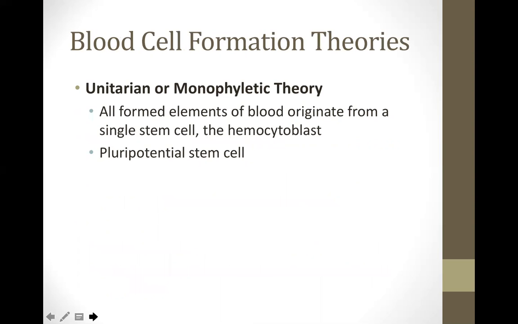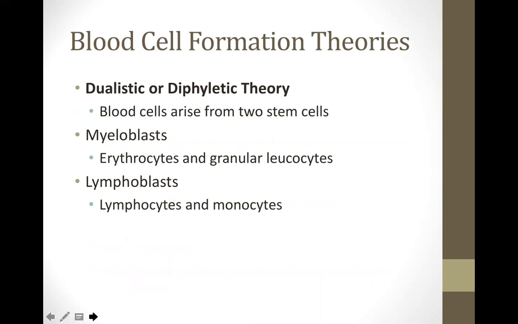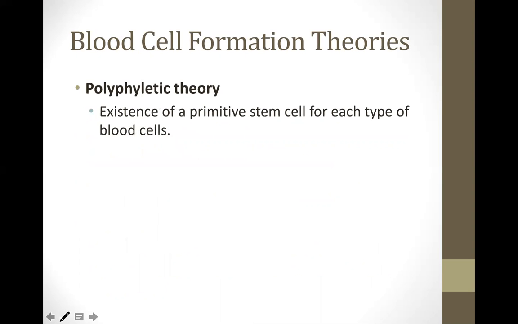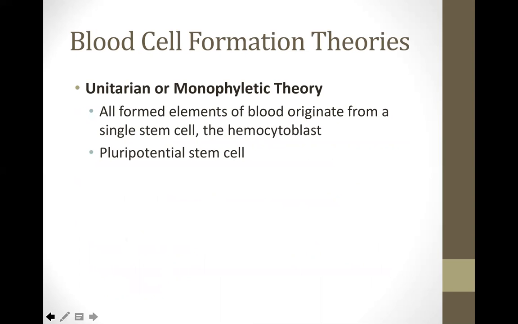Alright, so there are theories. No? The blood cell formation theory, we have three. We have unitarian or monophyletic theory. All formed elements of blood will originate from a single stem cell, which is hemocytoblast, which later will become pluripotential stem cells. So sabi dito sa theory na to, isa lang, si hemocytoblast lang. That's the unitarian or monophyletic theory.